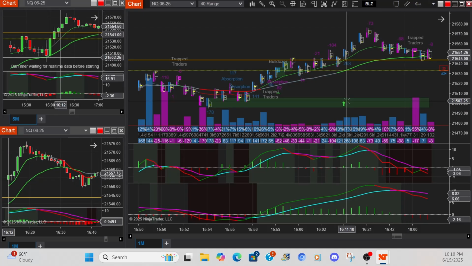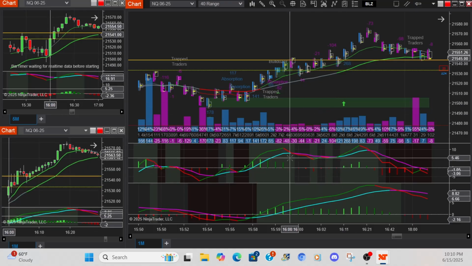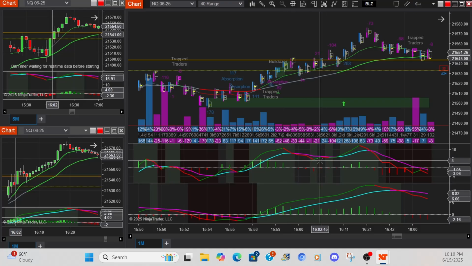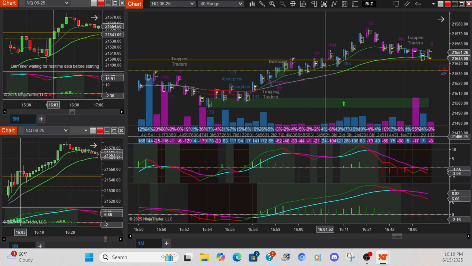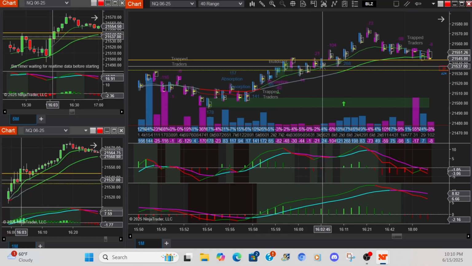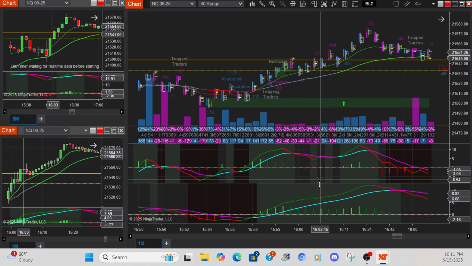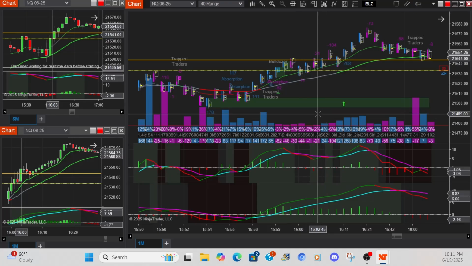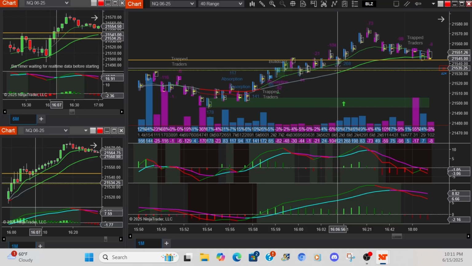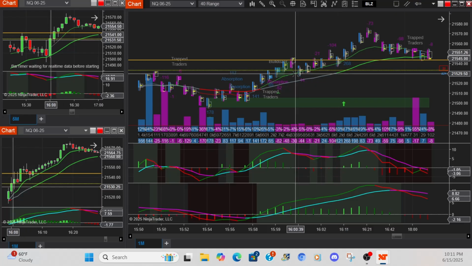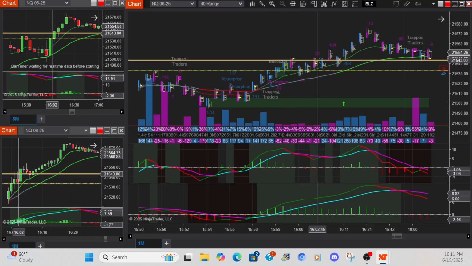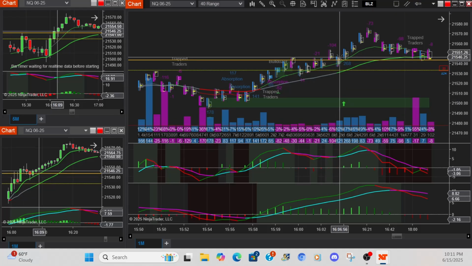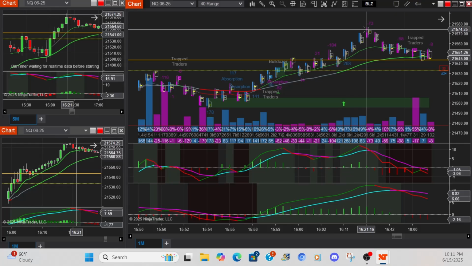Now, if we look here on this pullback, through this whole section, look at the delta. We have negative delta majority. But where did price go? Price went up. Our momentum still stood up while sellers were stepping in. Once the buyers started overtaking them, the momentum was still going up. So when the sellers gave up on pushing it down and the buyers stepped in a little bit, what happens? We move up.